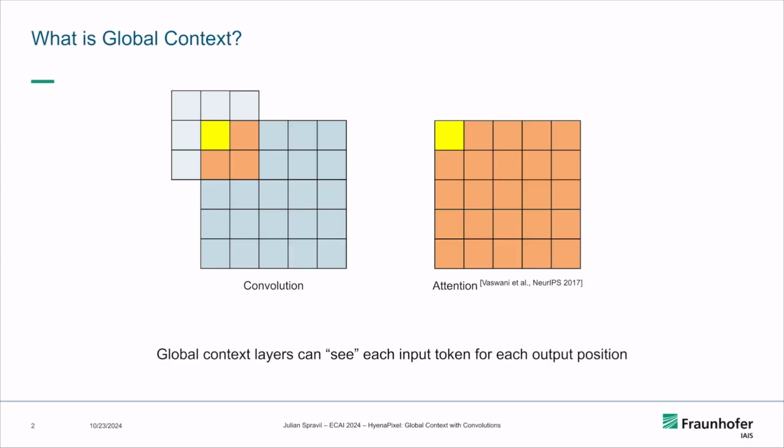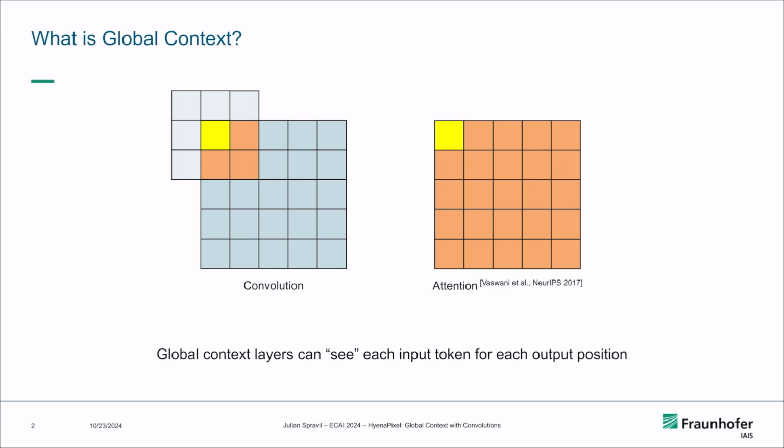What is global context? For convolutions, we typically have local operations with kernels of the size 7 by 7, 3 by 3, where only a fraction of the feature map is covered and can influence the output value. So we require a stack of those layers to actually capture global context.